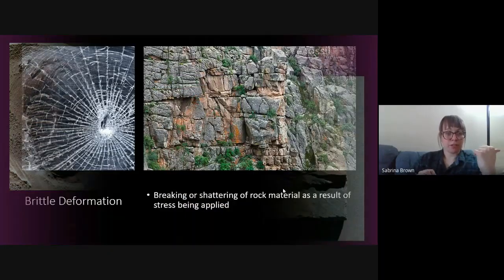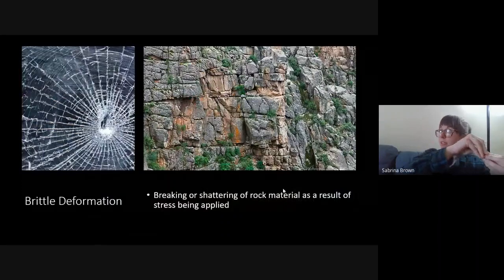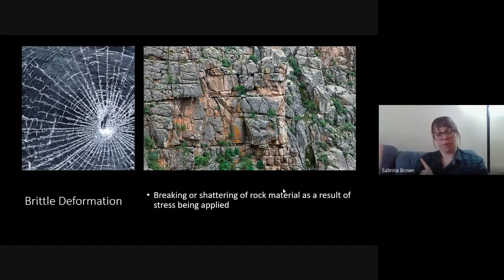All right, so we have ductile deformation with our silly putty, and if we're going to ductilely deform our silly putty, we're going to stretch it out really slowly. And the other type of deformation is brittle deformation, and this is breaking, shattering of rock because of that stress being applied. And so this is where the silly putty example comes in, because if you have a big ball of silly putty and you pull it apart really fast, it actually breaks apart, right?